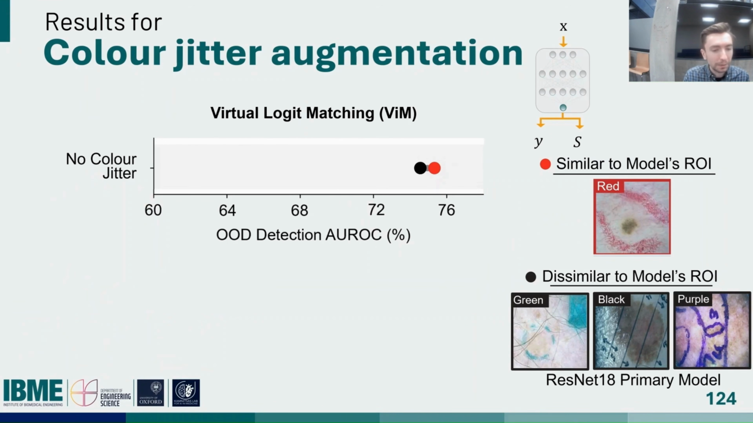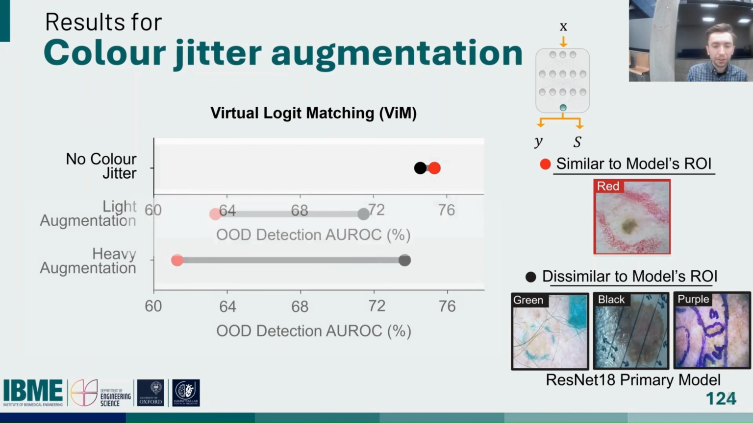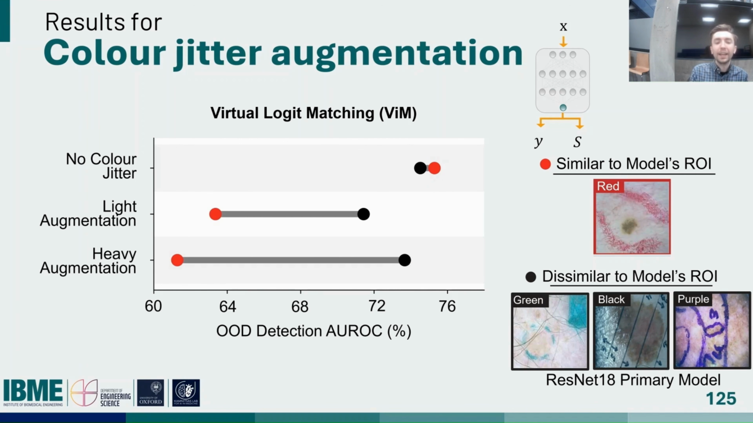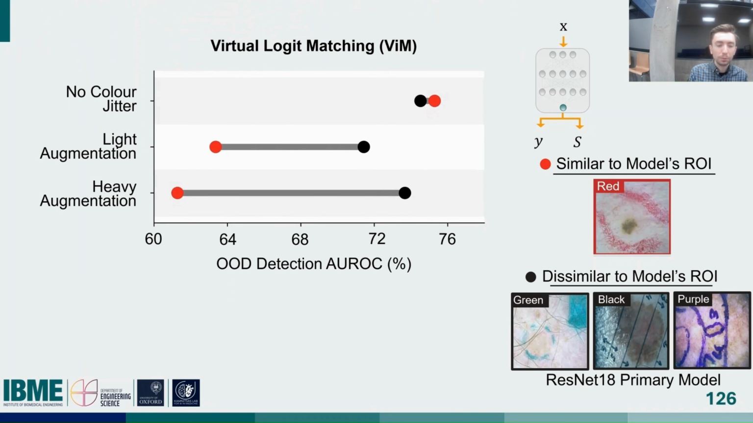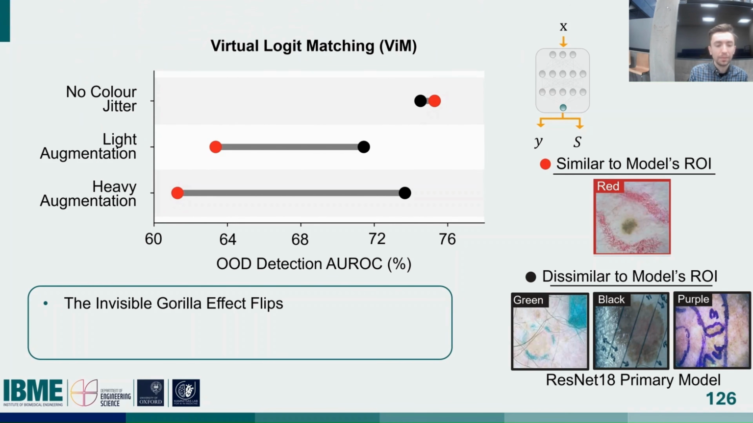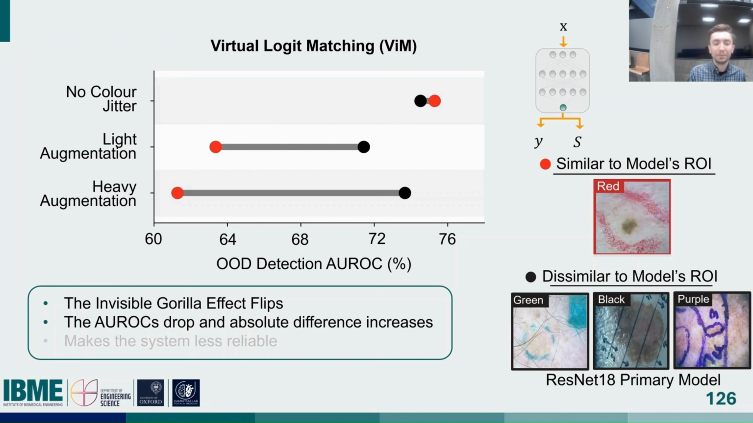So here is a confidence-based method, virtual logic matching, for no color jitter. I then show the performance for light augmentation and a heavier augmentation. What we find is that the invisible gorilla effect flips. However, the AUCs drop, and the absolute difference between similar and dissimilar actually increases. So although we have flipped the effect, this actually makes the system less reliable, and this is not really the outcome we want.